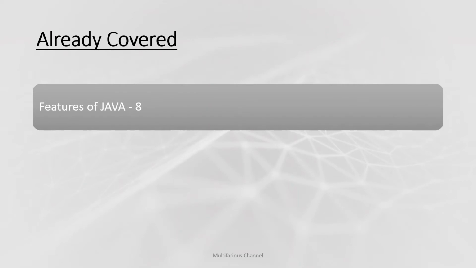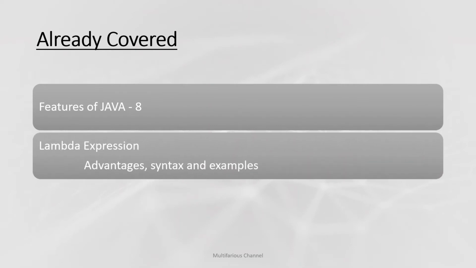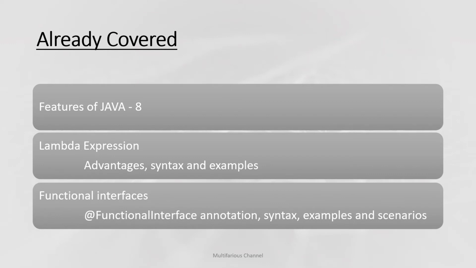So far in our previous videos, we have covered the features that are introduced in Java 8. We went through one of the most important and crucial features of Java 8, that is Lambda expressions. We saw its advantages, syntax, and some examples to understand how we can write a Lambda expression. Then we understood the concept of functional interface. We saw the @FunctionalInterface annotation, some examples to understand the syntax of functional interfaces. Then we covered all the scenarios of functional interfaces in case of inheritance. In case you have missed it, please click on the link mentioned in the i button.